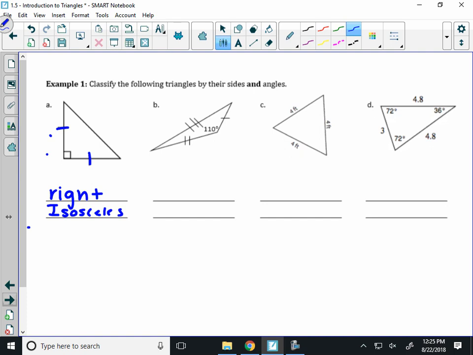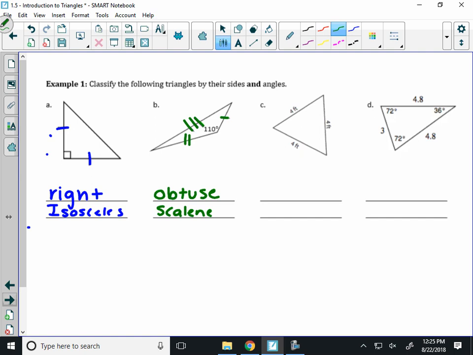What about B? How can we classify that based off its angle? Brandon? Obtuse. Got an obtuse angle right there. And guess what? That makes it an obtuse triangle. What about the sides? Scalene. All three sides are different. This side has one tick mark, this side has two, this side has three. They're all different, which means all the sides are different.